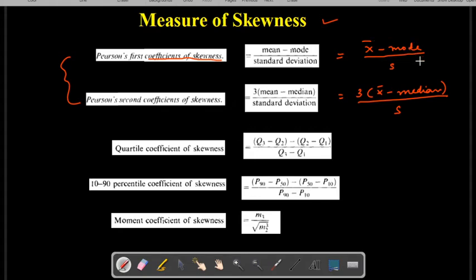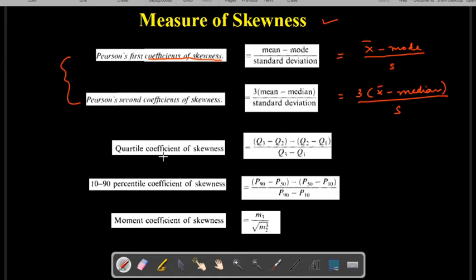So already you know how to find a mean, how to find mode, how to find standard deviation. All these formulas you have already learned. Whether the data is grouped or ungrouped, you can find all these things. Then you can find the coefficient of skewness.